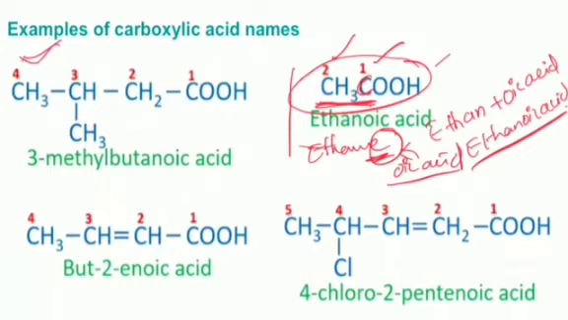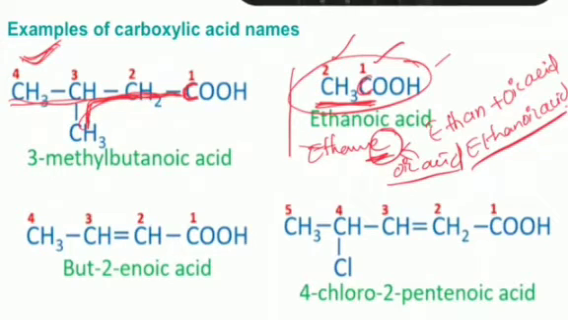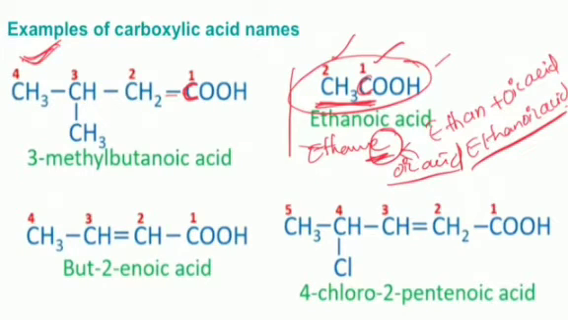See, for example, if you observe this compound, what is the longest chain here? Remember, you must include the carbon of the carboxylic group. You have to decide the longest chain starting from the carbon of the carboxylic group. Either side is fine, because it contains 4 carbons. So this is the longest chain present in the carboxylic acid.